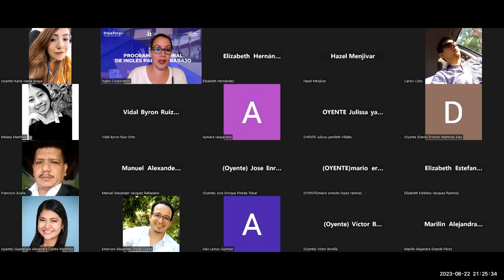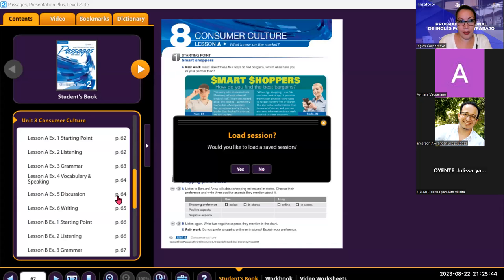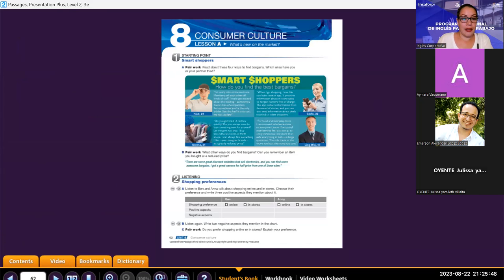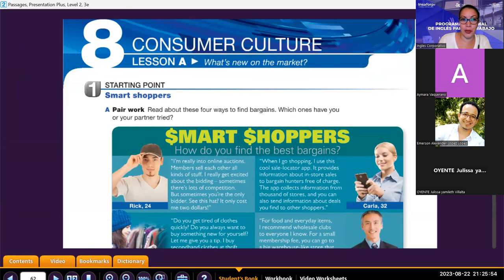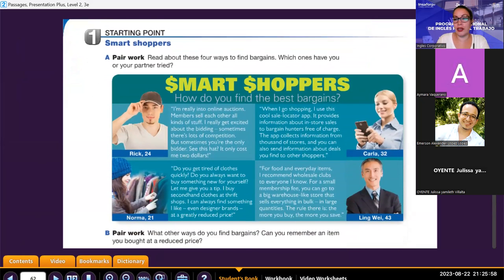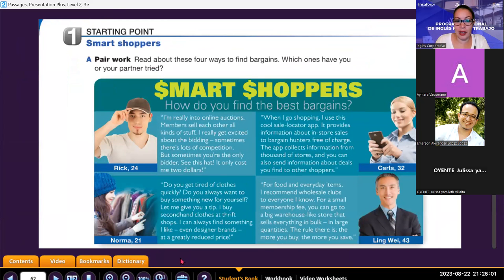Okay, now to continue here with marketing, this is our next exercise on the PowerPoint, and we're going to read a little bit about consumers' culture. We have this reading in the presentation. We're going to read about the 4 ways to find bargains and discuss which ones you or someone in the group have tried. We're not going to read in pairs. We're going to read them here as a whole group.